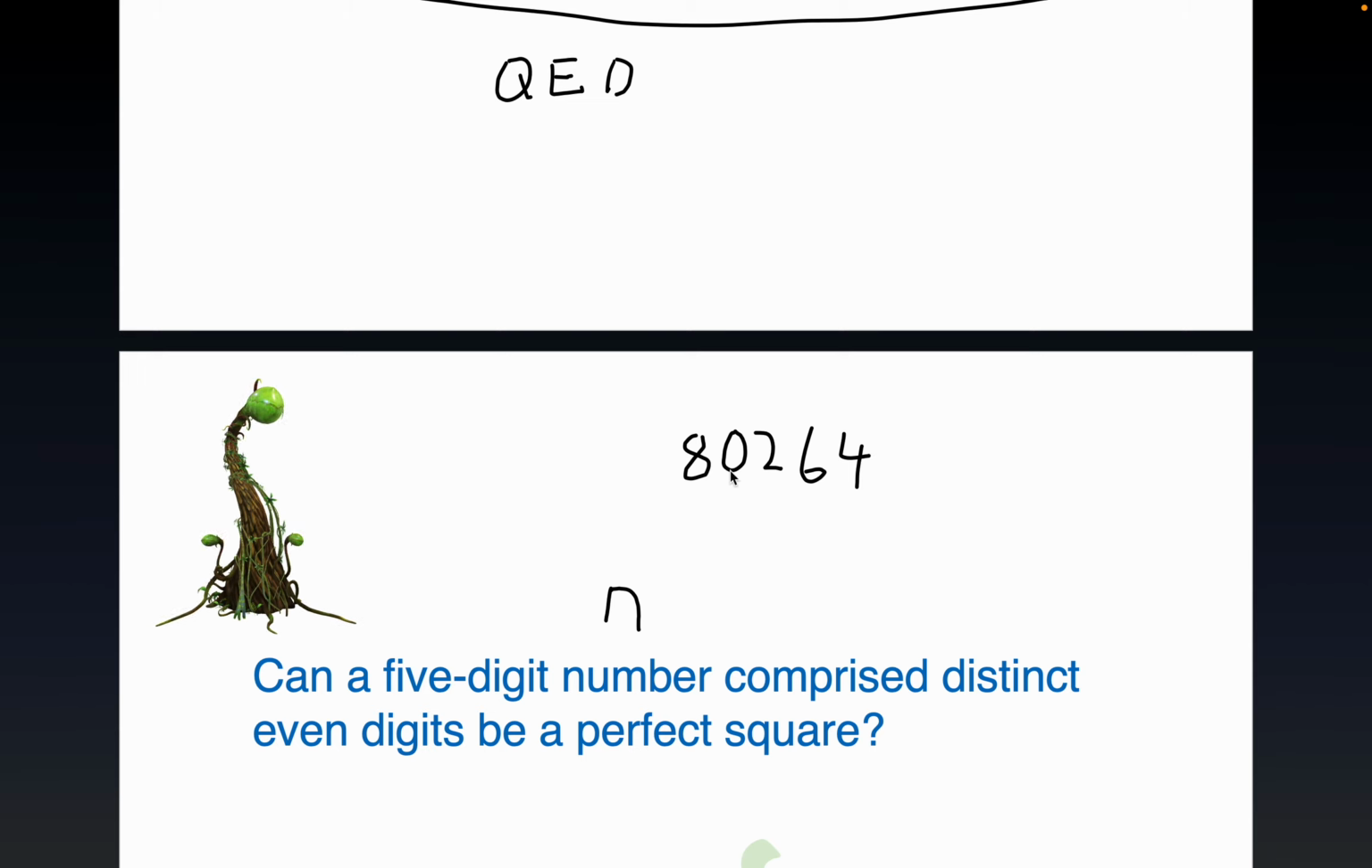Can it be a perfect square? Well, this is a number that's in that form, and it ends in 64, which is a perfect square, but it's easy to verify that this is not equal to k squared. Okay, so that's just an example. We want to prove it in general.